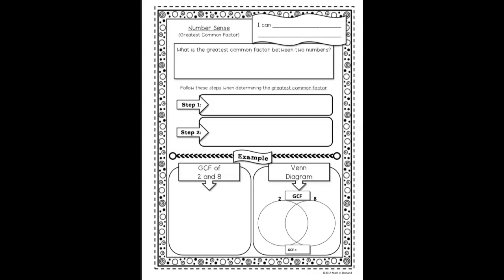Okay, so for today's Independent Station, you are going to be working on some notes. So you're going to take that half sheet that looks like this, and you are going to glue it onto page 39 in your journal.